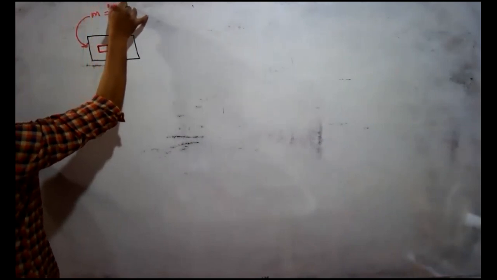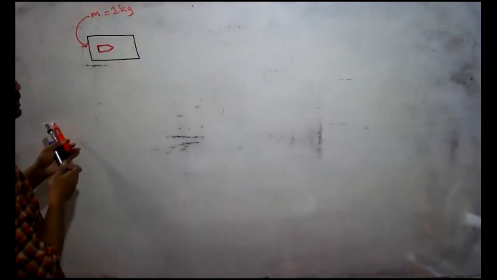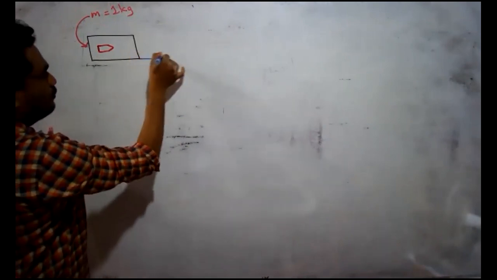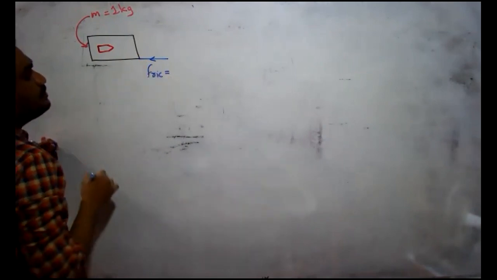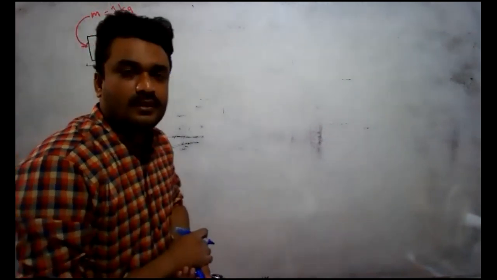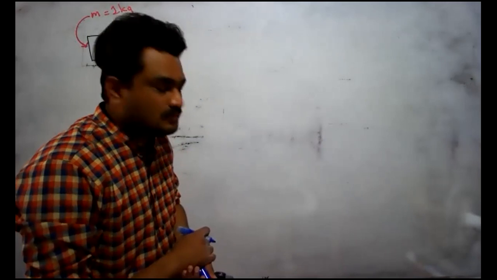How many kilograms? 1 kilogram. The mass of the block with the bullet, it's 1 kilogram. There is a friction force acting on it. We have found the friction force. What is the friction force, dear? How many Newton? 4 Newton.